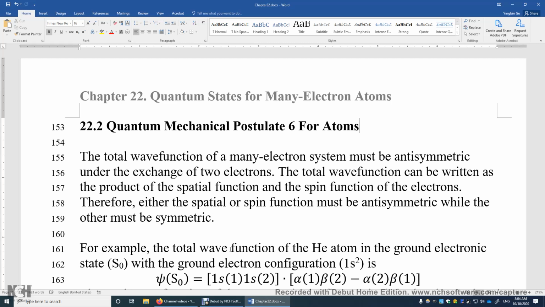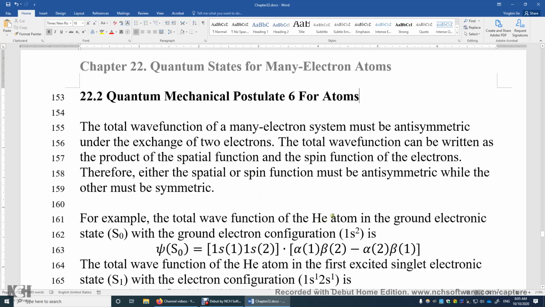And then the product is antisymmetric. Why can we write out the total function as the product of the spatial function and the spin function? We assumed the orbit motion of the electrons is independent of the spin motion of the same electrons. Now let's look at the helium atom.